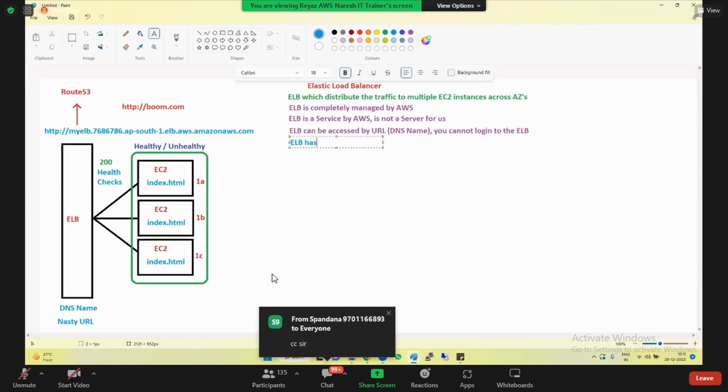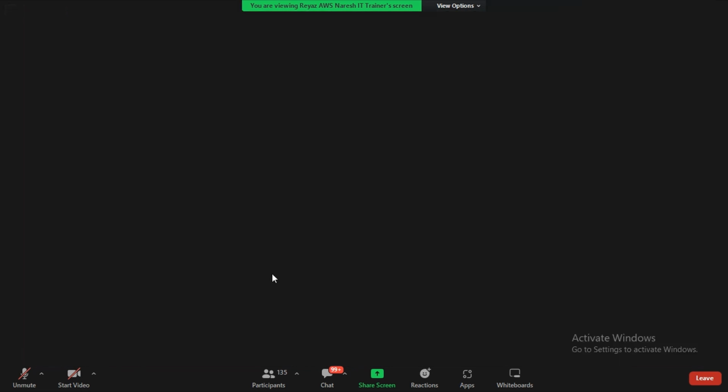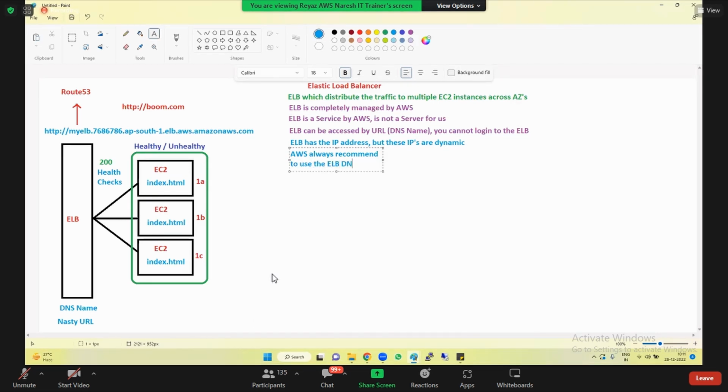So ELB has the IP address. Agree? ELB has the IP address, but these IPs are dynamic. These IPs are dynamic. So AWS always recommends to use the ELB DNS name, not the IP address. Okay. Is that clear, guys? Everyone? Guys, everyone understood? Getting it?